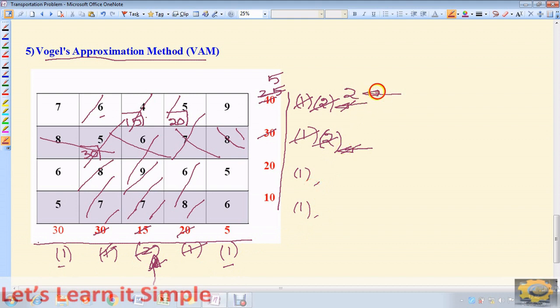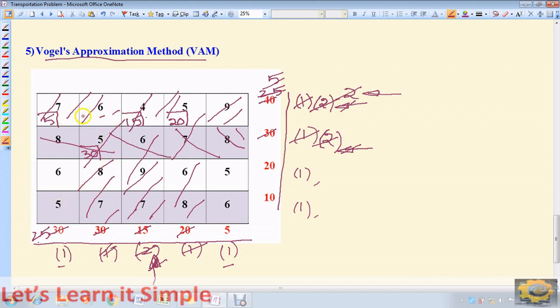this again. So if you move along the first row, the least cost is 7, fix it. So 30 in that column, 5 in that row, which means I can allocate 5, whichever is least. I can use that logic. Strike off this as well. Now after allocating 5 here, this will become 25.